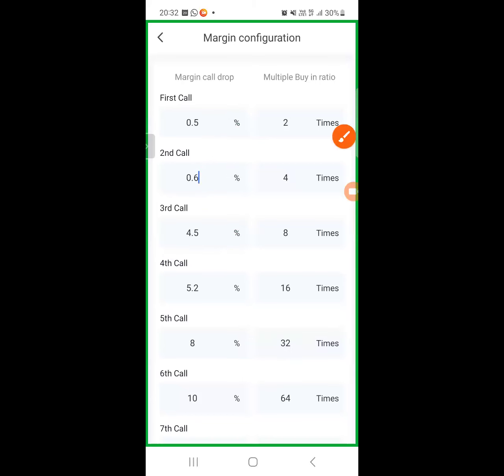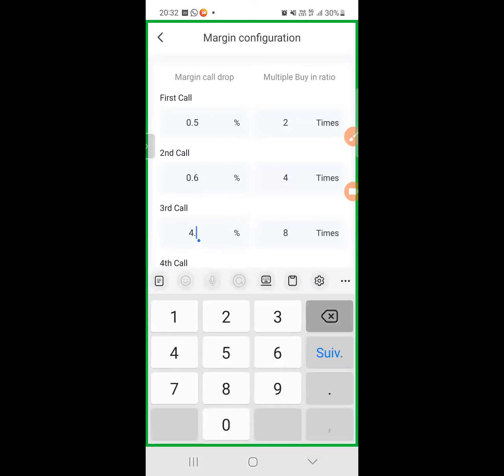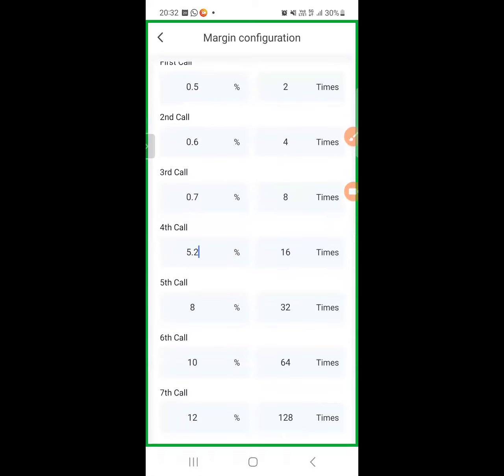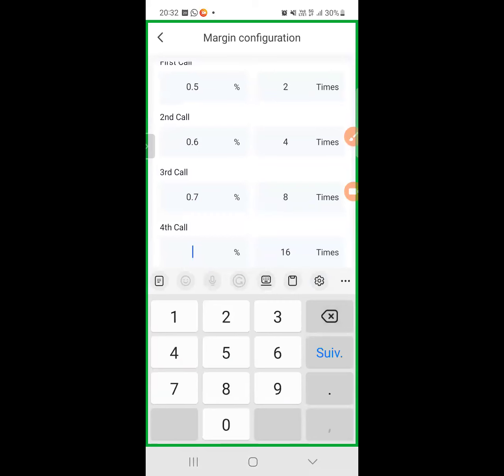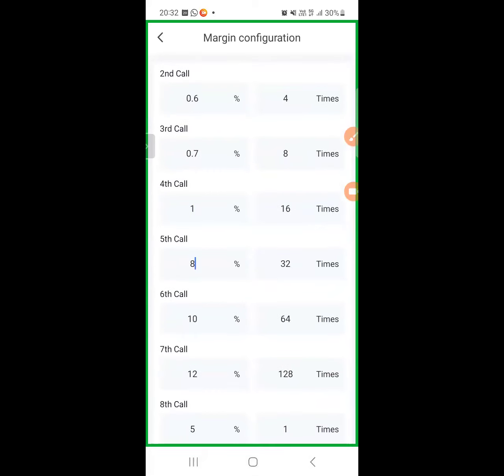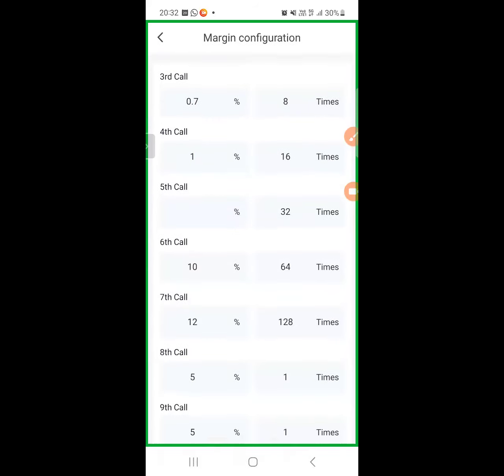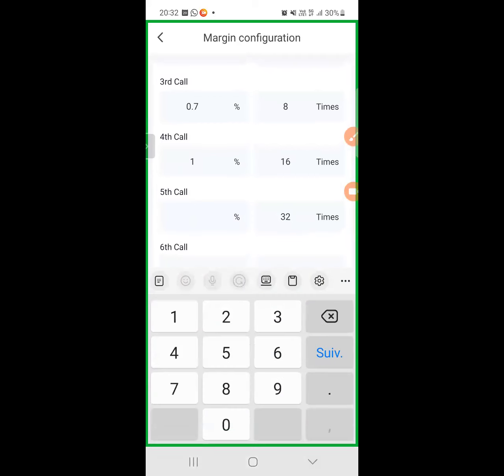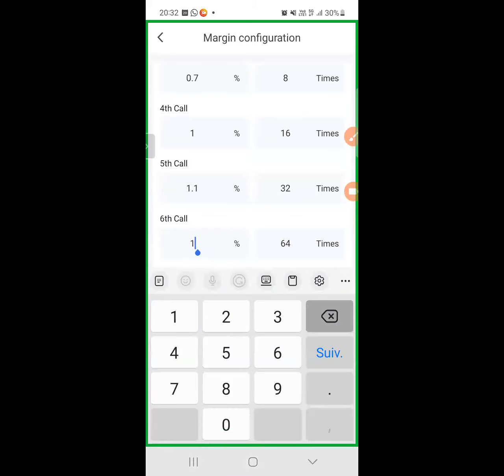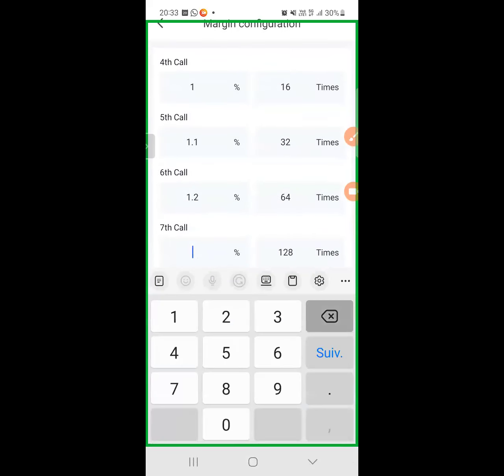Okay, so this is an example. You can change it according to what the signal says. So 0.6, here you can make 0.7. Then here, if your capital is small, you can make 1%. Here you can make 1.1, you see, 1.1. Here you can make 1.2. Here you can make, you see, I'm changing it progressively, 1.3.